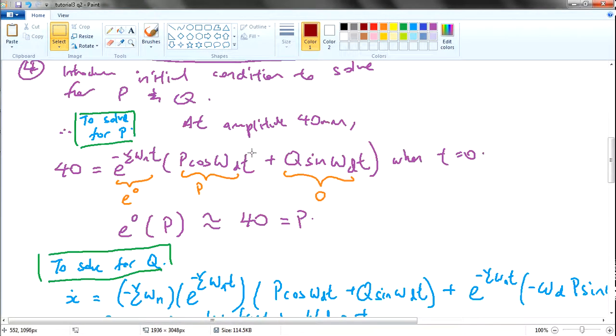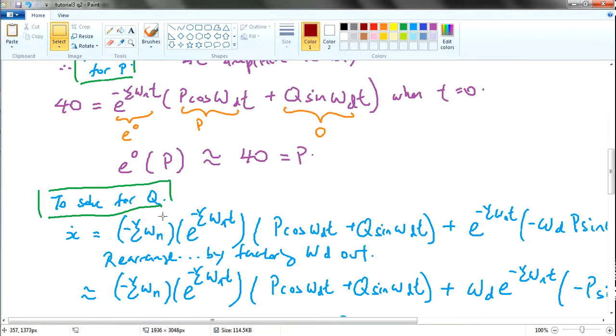So when I sub in 0, this one will become 1, so it becomes P only. Then this one will become e to the 0, I mean e0, because t is 0 over here. And then this one becomes 0, since sine 0 equals 0. And you will get P equals to 40. Then now we need to solve for Q.